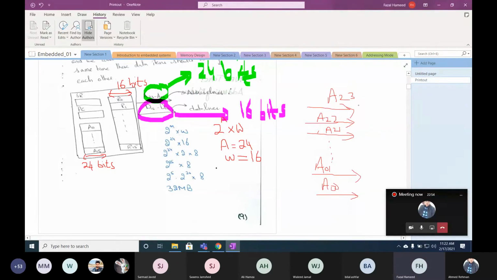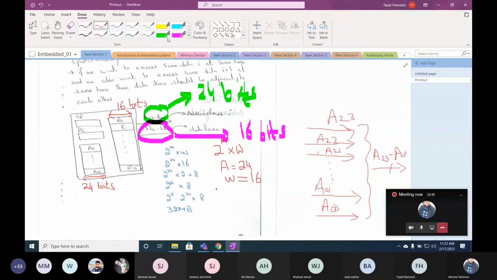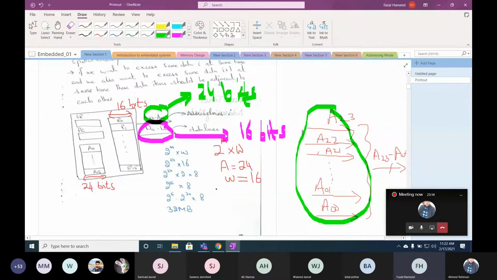So actually, there are 24 address lines, and in short, we write it like this. We make a double line, so it means it ranges from A23 to A00. Do you understand this, what you see in green? Yes, sir.